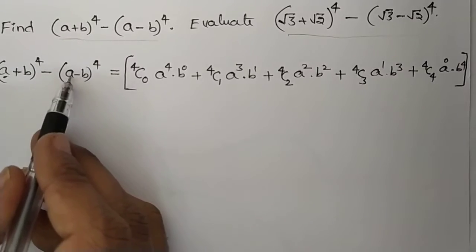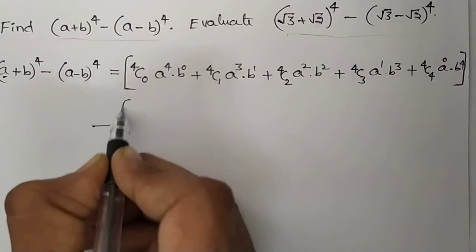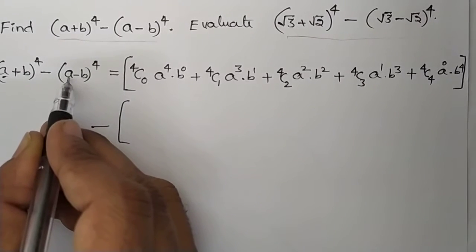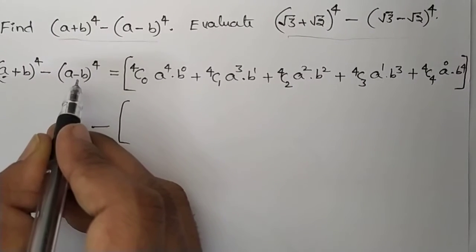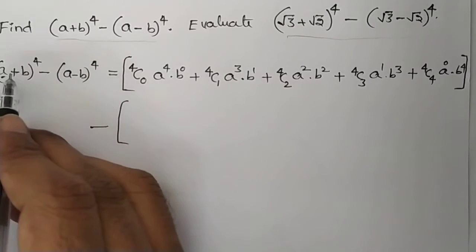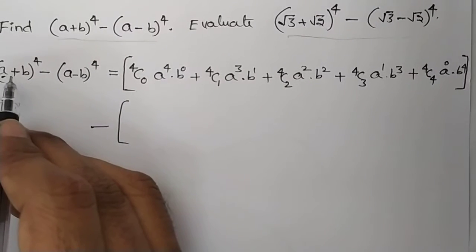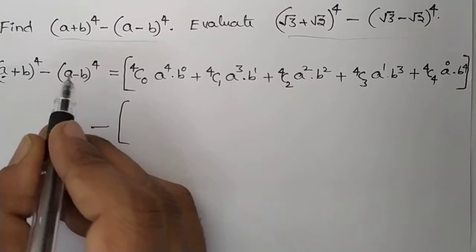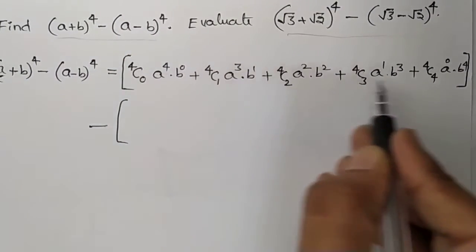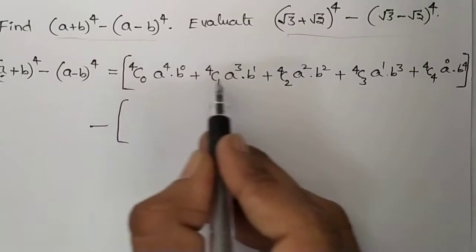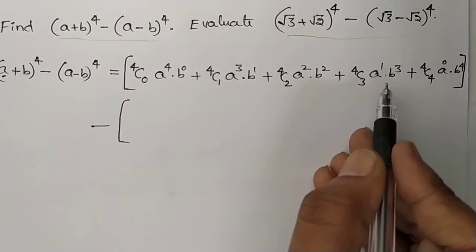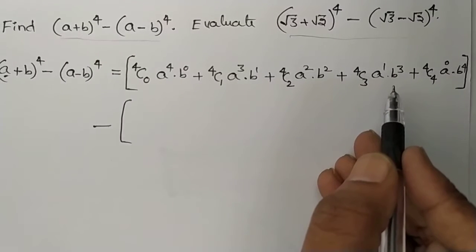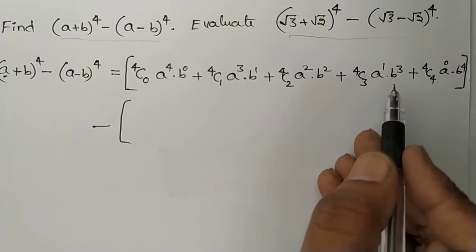Next, one more expansion we have, that is minus of (a - b)^4. How to expand this (a - b)^4? It is the expansion very similar to (a + b)^4, but the signs are different. If we expand (a - b)^4, we will get the same terms, but the plus and minus signs will change, right?